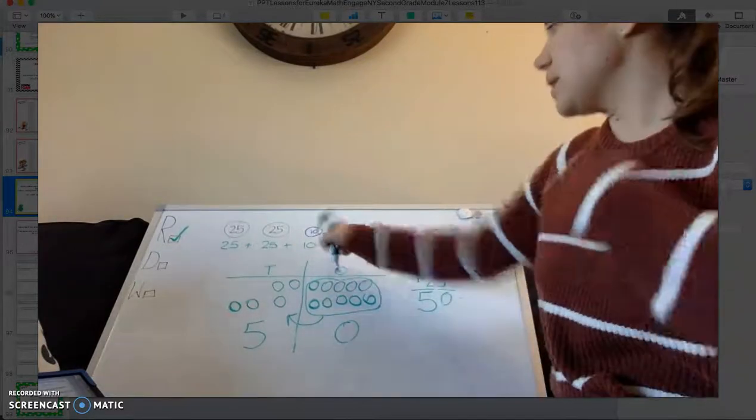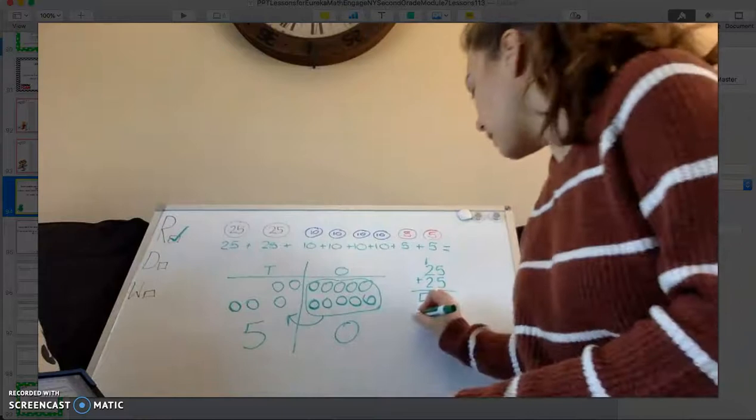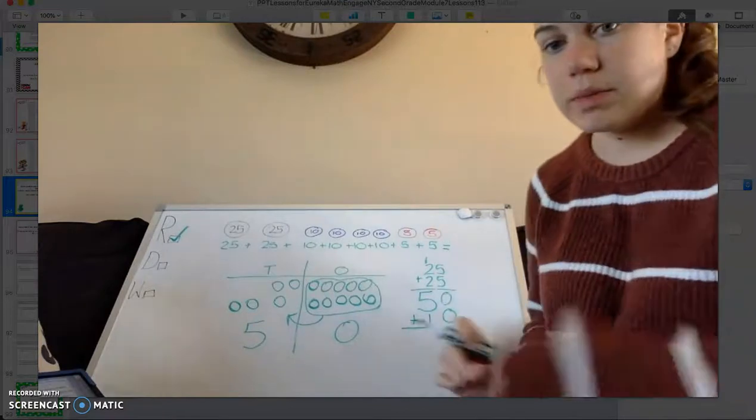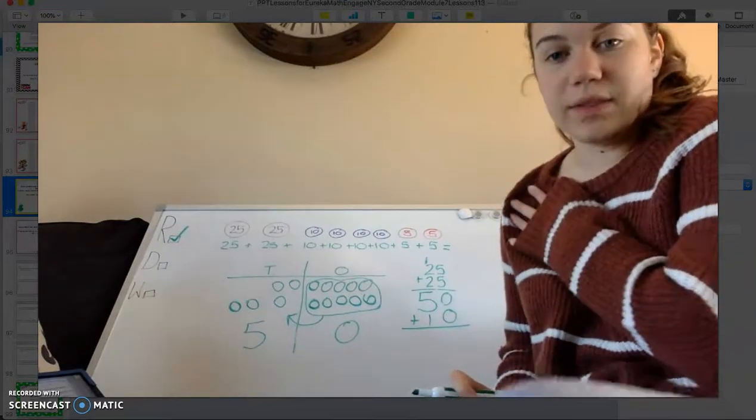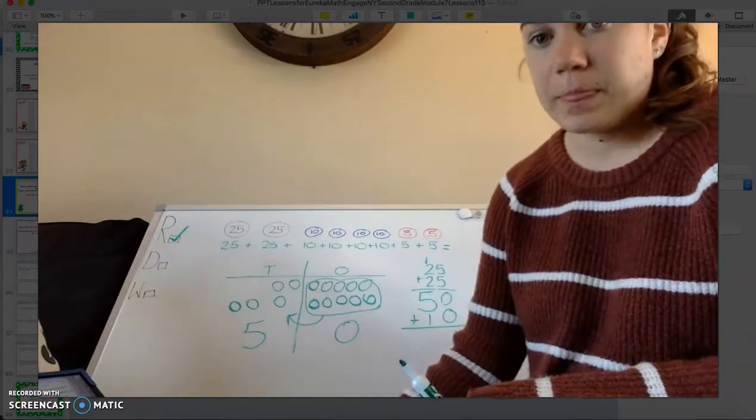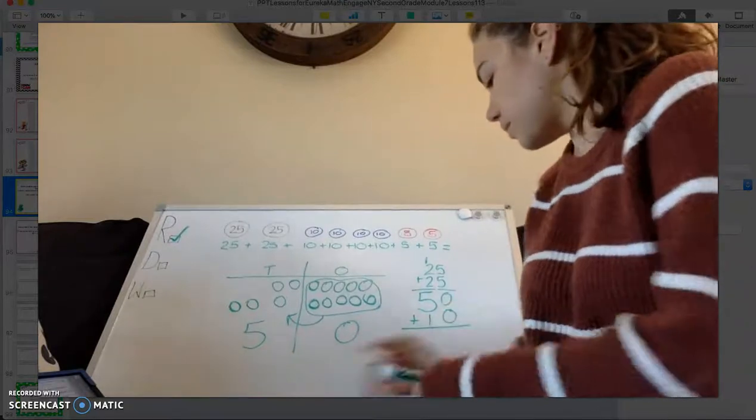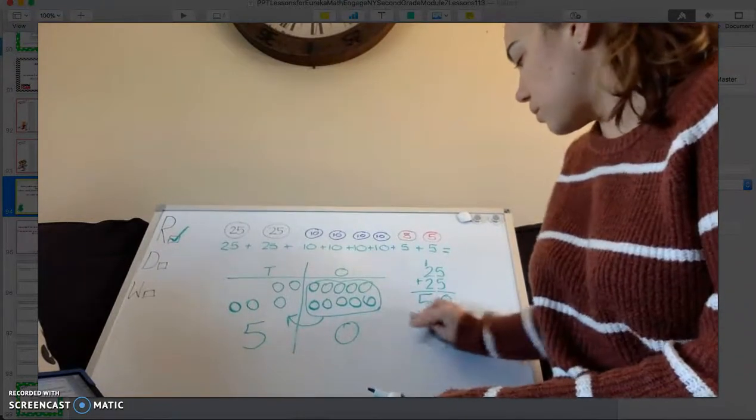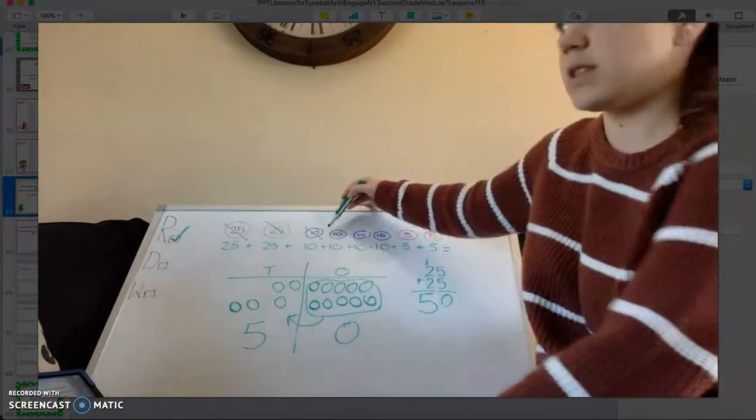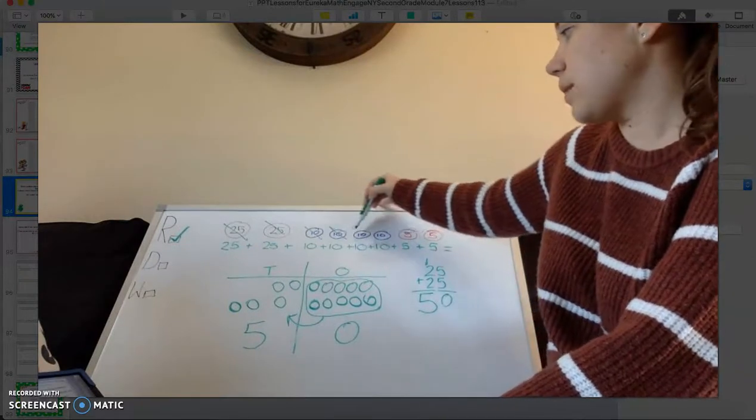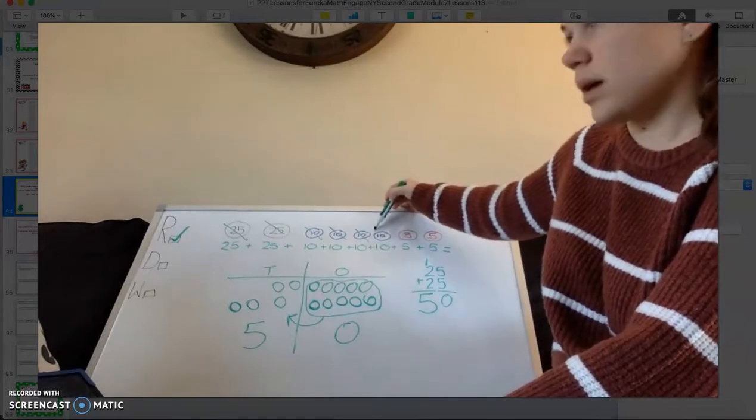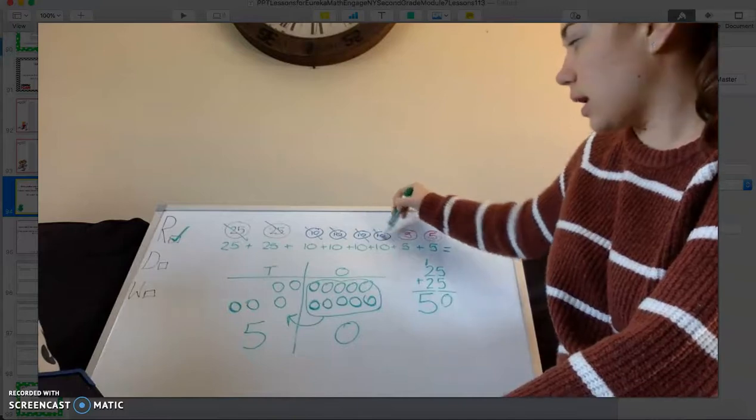Now, let's add 10 to 50, and what do we get? So can you count by tens to add to 50? What comes after 50? Good, 60. What comes after 60? Good, 70. What comes after 70? Good, 80. What comes after 80? Good, 90.